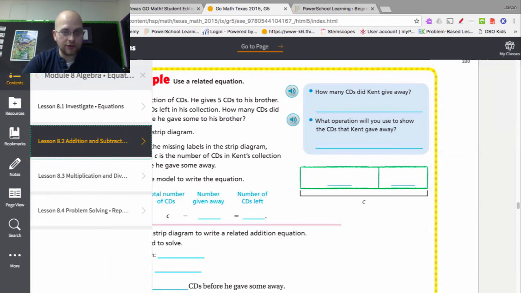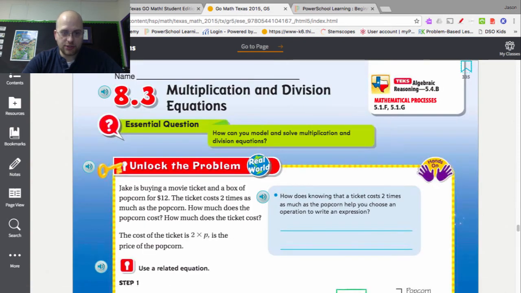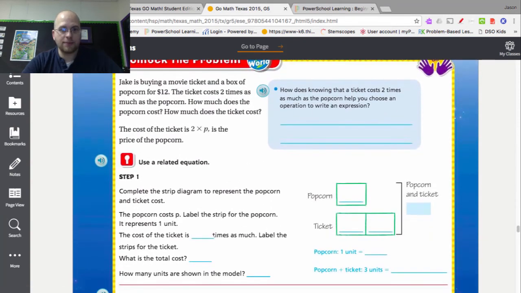So here is multiplication and division. If you're buying a movie ticket and popcorn and you spend $12, the ticket costs twice as much, or 2 times as much, as the popcorn. How much does the popcorn cost and how much does the ticket cost?